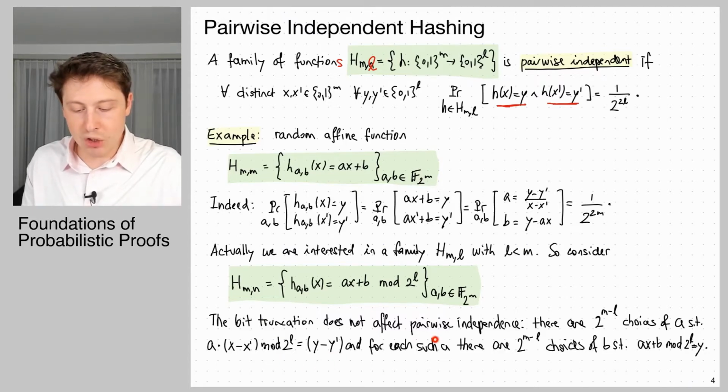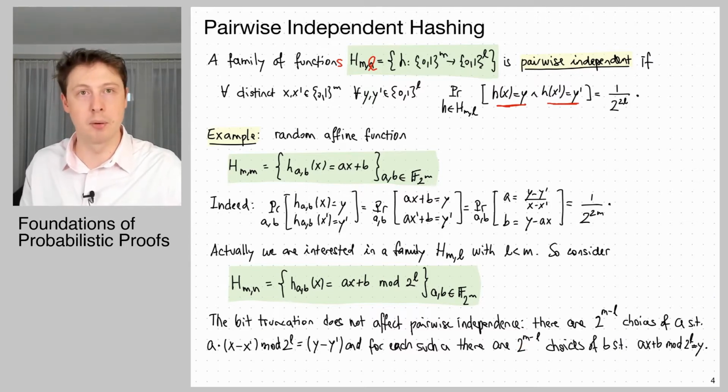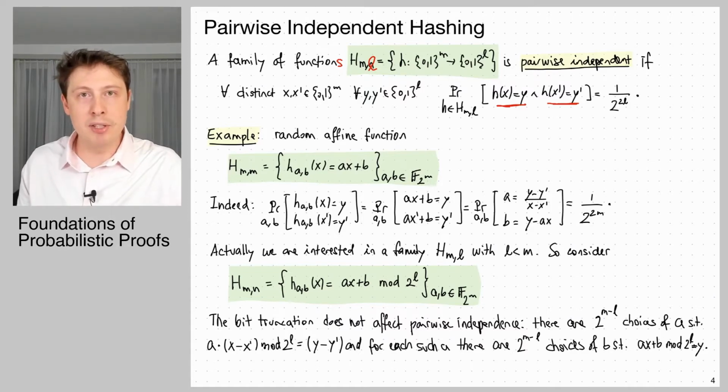And for any such choice of A, there are 2 to the m minus L choices of B such that ax plus b mod 2 to the L is y. I'm just doing precisely a very similar argument as this one, except that instead of having one choice per equation, I have 2 to the m minus L choices per equation, the top one and the bottom one. Now that gives us 2 to the m minus L times 2 to the m minus L divided by 2 to the m times 2 to the m, and overall that gives us 1 over 2 to the 2L.